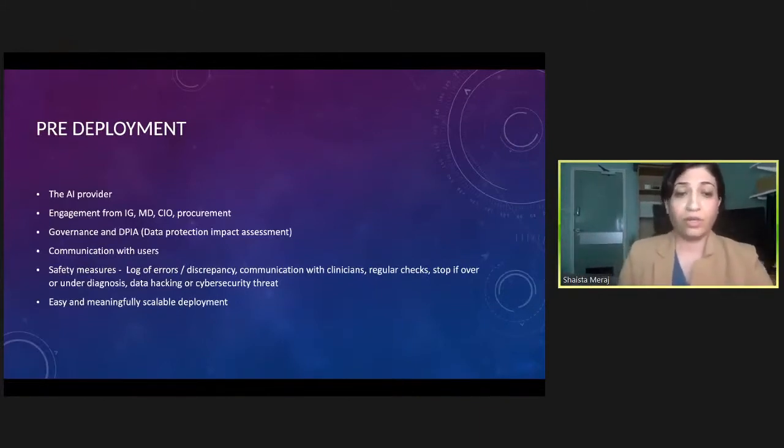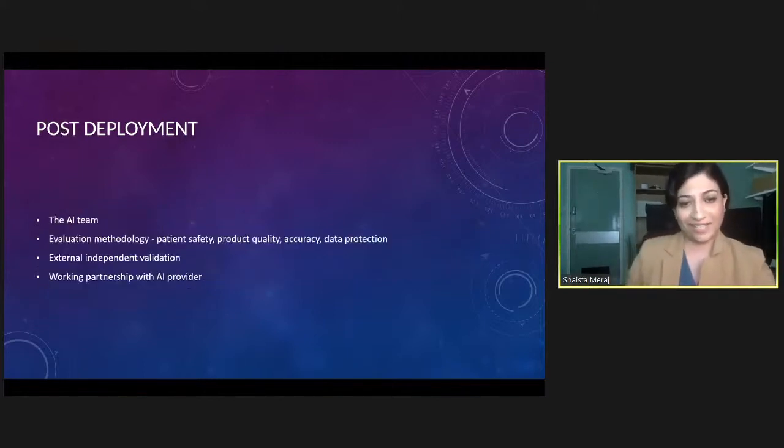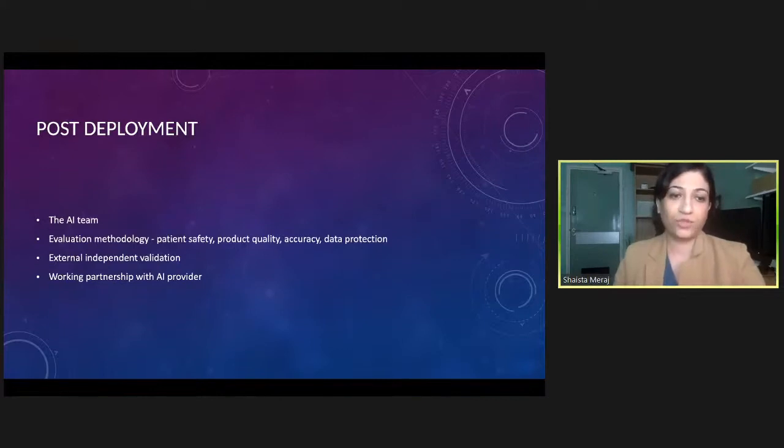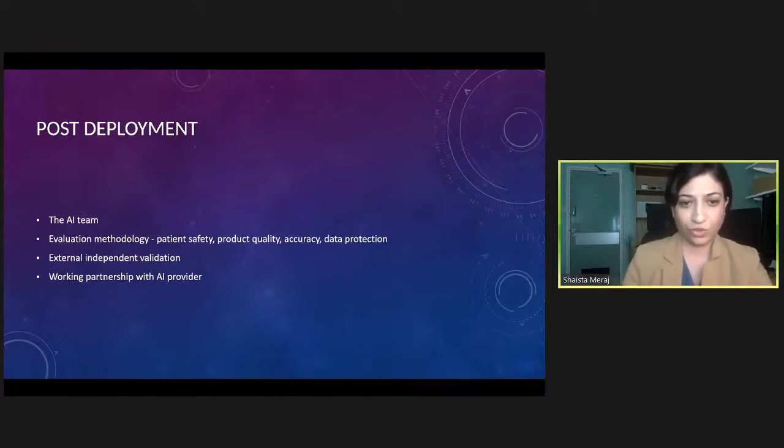Be very clear on what customer support the AI company will provide you. Have a structure on how you would scale the deployment and get meaningful information from it to show its impacts on the clinical pathways. You need a dedicated AI team with defined roles. You need to design an evaluation methodology to check the product is performing as it should be. There are no patient safety issues, the results are accurate, and what is the user experience. Make sure there is no data protection issues and the equipment and PACS is working well. Ideally, you should also have an external independent evaluation, but we're not there yet.